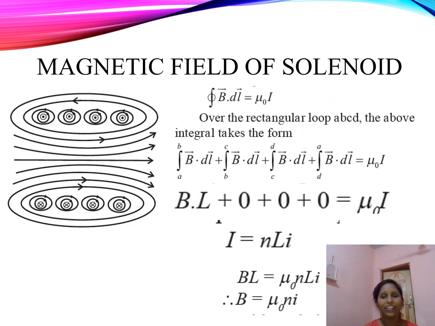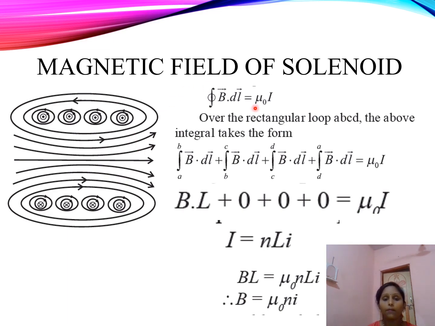Magnetic field of a solenoid. Consider a long, closely wound helical coil of a conducting wire. The magnetic field along the axis of the solenoid, within the solenoid and at a certain distance from the wire, is uniform. So the magnetic field is parallel to the axis of the solenoid. The lines are widely spaced outside the solenoid and the magnetic field is negligible there.